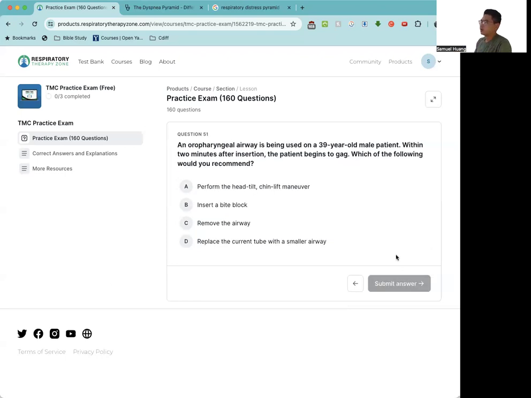Oropharyngeal airway. So that's good. You shouldn't use the oropharyngeal or nasopharyngeal airway when people are intubated, but also it's for people who are unconscious. So if they have a gag reflex, you shouldn't be using this. Just take it out if you hear a gag.